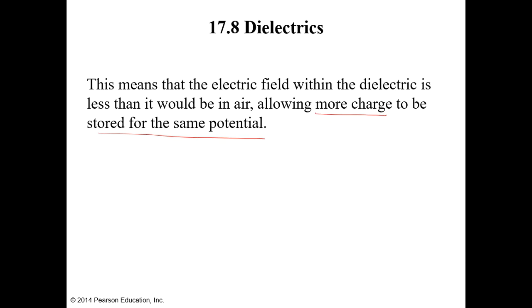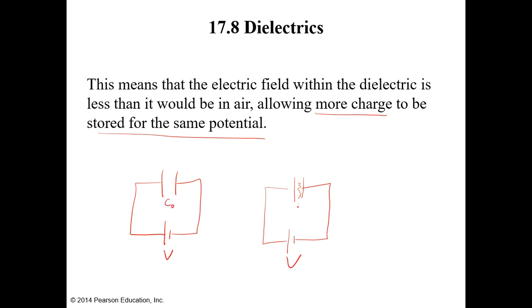So your two capacitors here, one with air and then one with some material in the middle, you can have everything exactly the same: same voltage, same initial capacitance. But then the dielectric would change the capacitance here, and just that one little thing changes the amount of charge that you can build up on the capacitors.